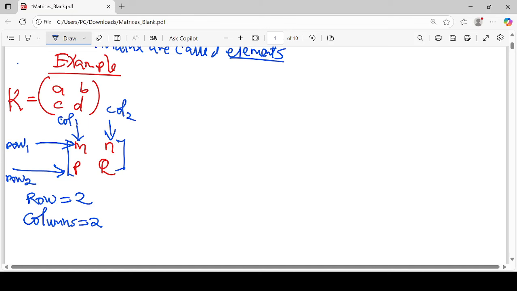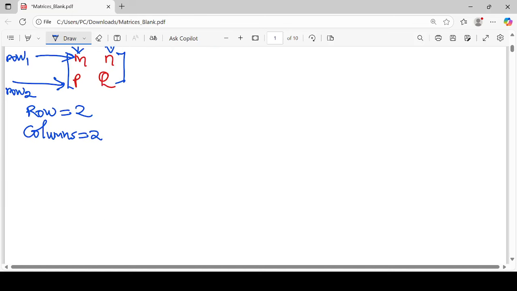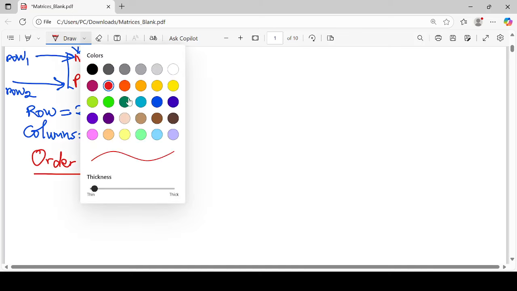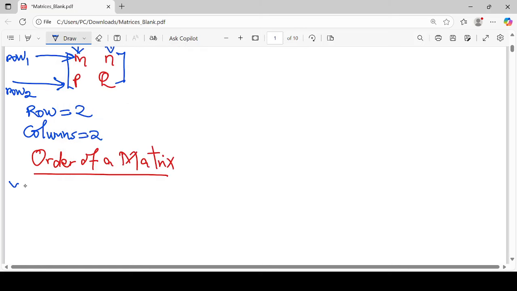Now, having known that, there is something I want to look at, which we call the order of a matrix. Let us look at what we call the order of a matrix, learners. And what do you need to know when you are giving the order of a matrix? When you are giving the order of a matrix, you start by stating the number of rows followed by the number of columns.